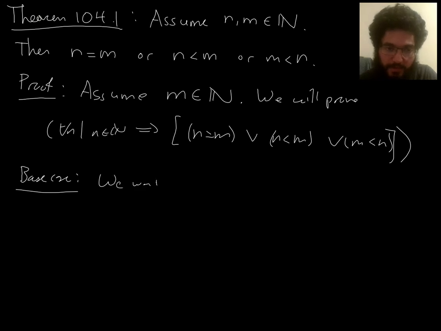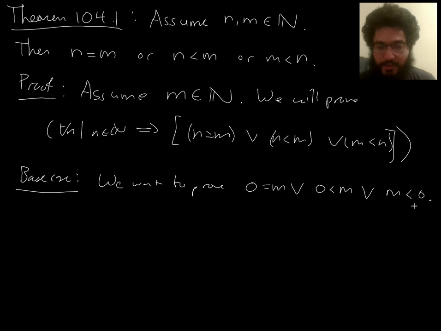we want to prove that either 0 equals m, or 0 less than m, or m less than 0. Right? That's what we want to prove. To prove an or, you just have to prove one of the things. So do you see anything here that we can just prove regardless of what m is? m was fixed at the beginning. We have basically no information about it. Is there anything here that's just true regardless of what m is?